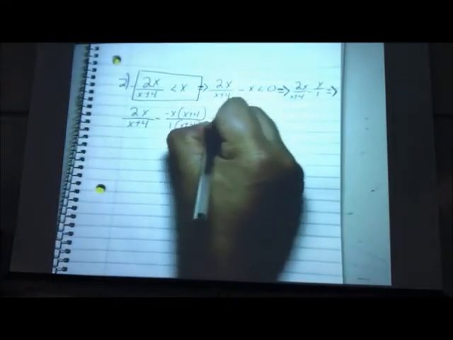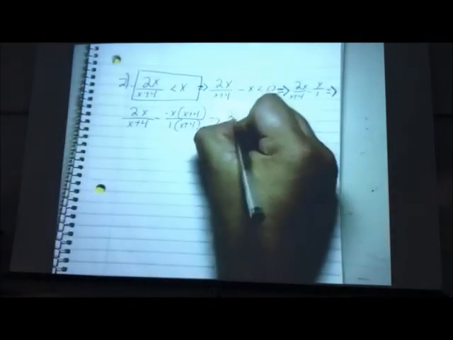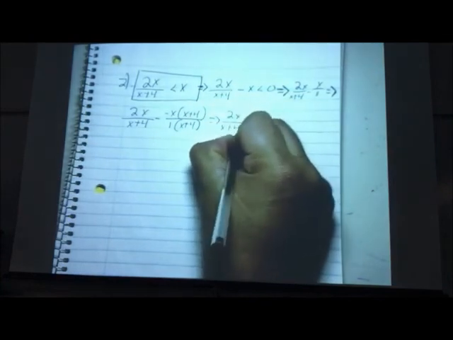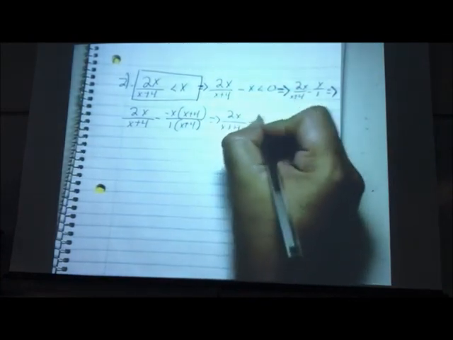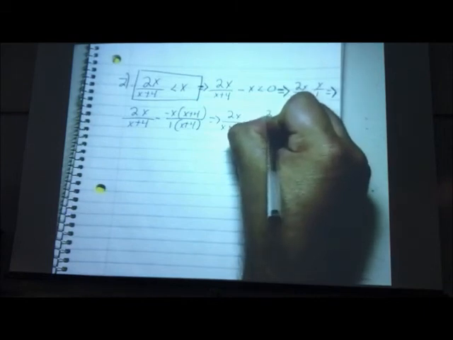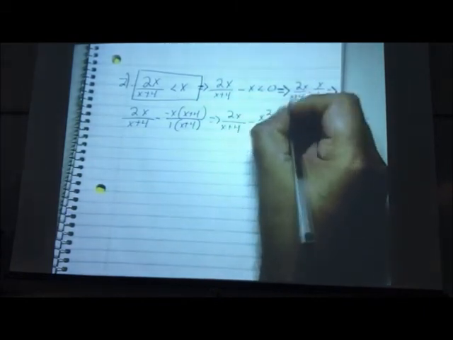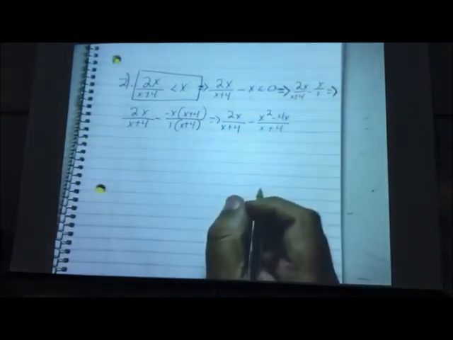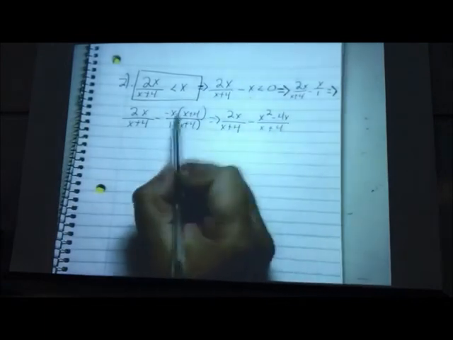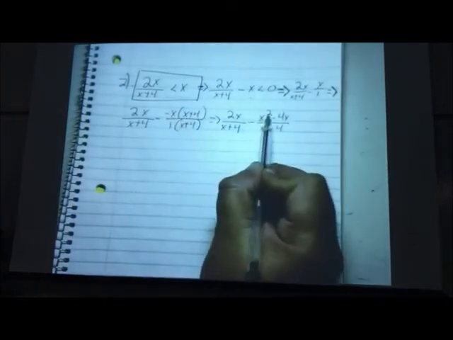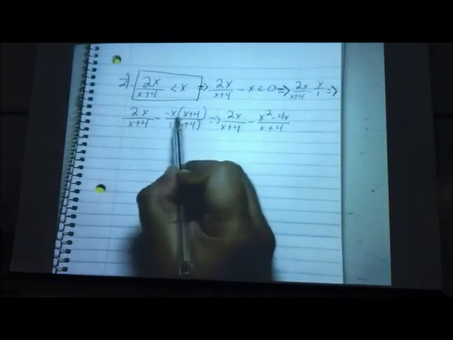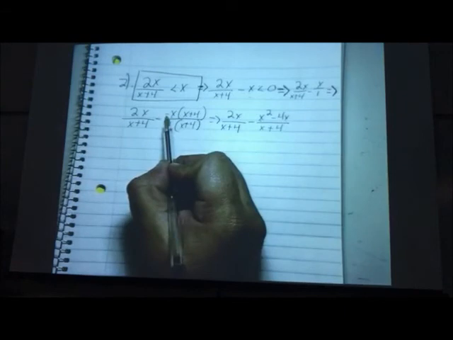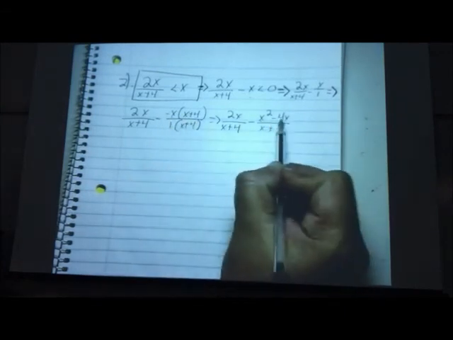This is going to turn into 2x over x plus 4 minus x squared minus 4x over x plus 4. This came to be because I multiplied x times x, x squared. Do you see that? X times 4, 4x. Do you see that? Yes. Don't forget the negative. Negative x times a positive 4 is a negative 4x.